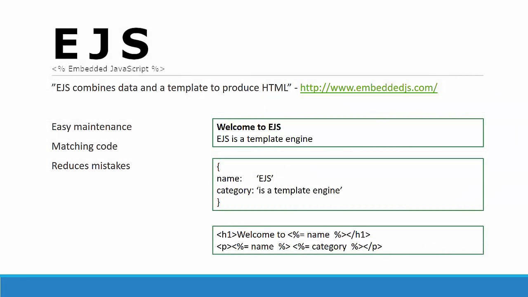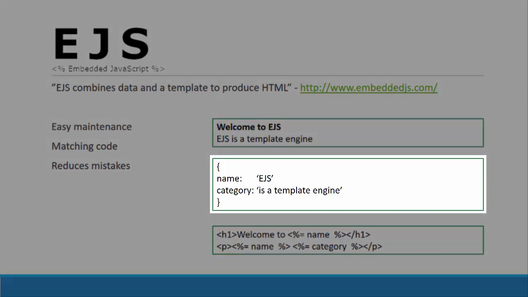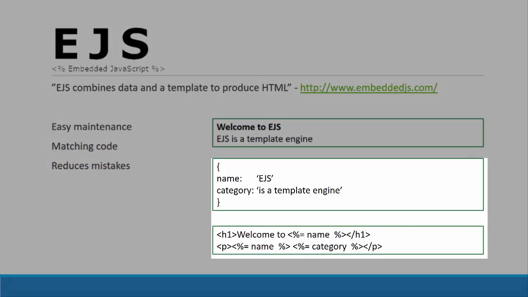Now that we have a data layer, let's use it. In the data layer we can define some elements that we want to store. In our example, we could say that we want a name, EJS, and the category is a template engine. When we have that data layer, let's use it in our HTML.